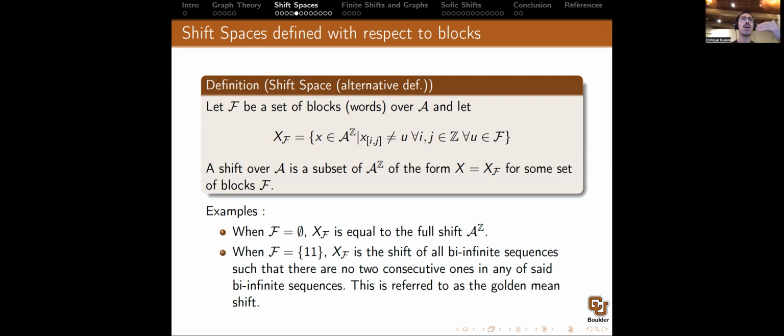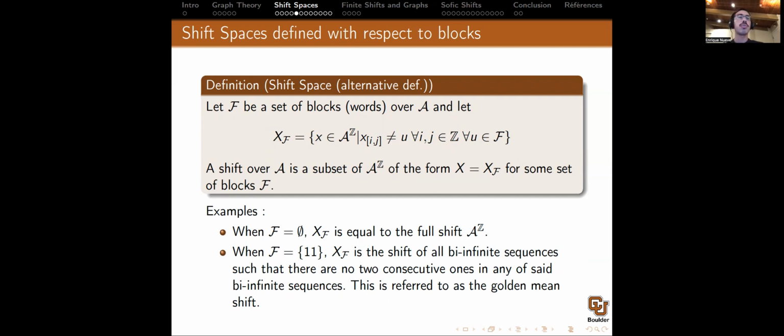Let F be a set of blocks, words over the alphabet, and let the shift space be the elements of the full shift such that nowhere along any of these bi-infinite sequences will we find a word from the set of forbidden blocks. That's all it's saying. So hopefully through some examples, we can get a better intuition of this.